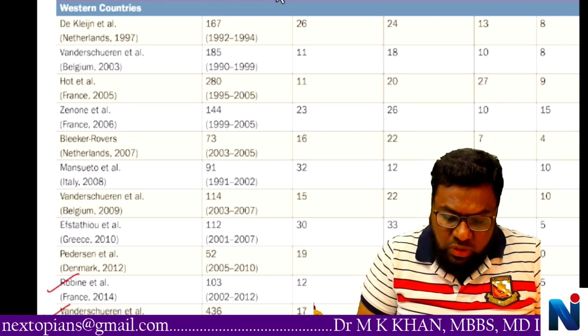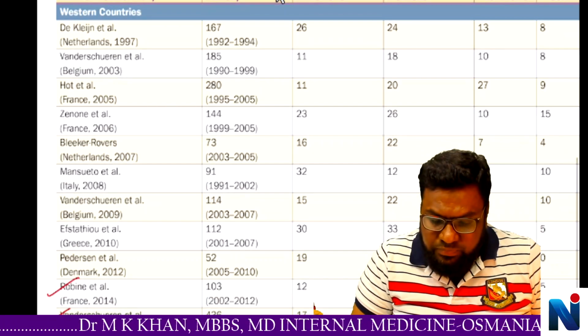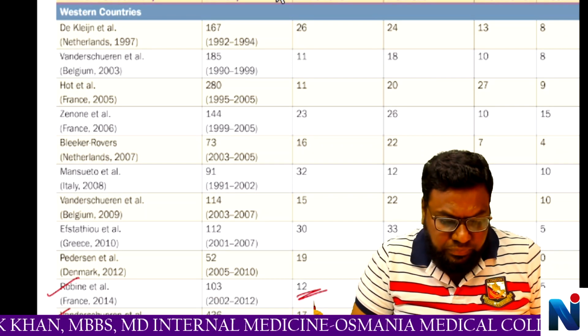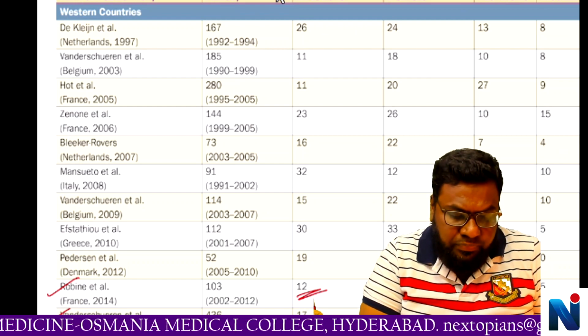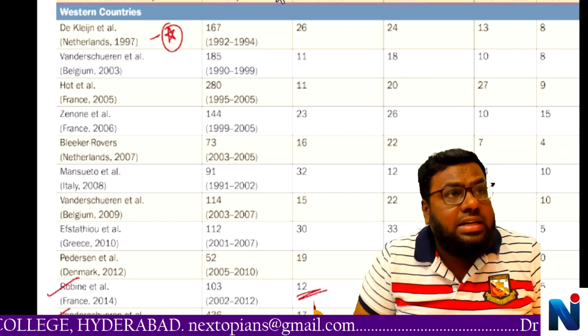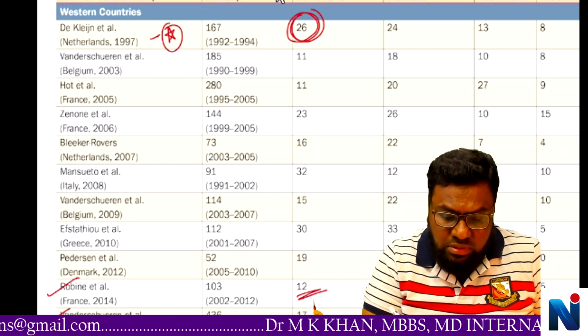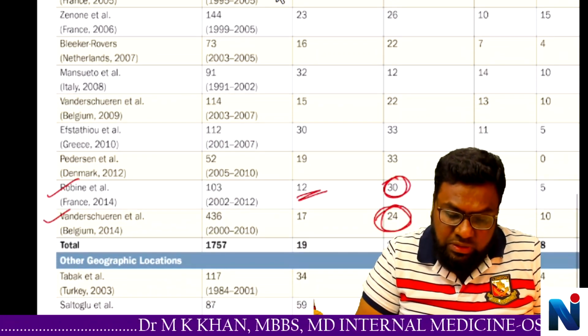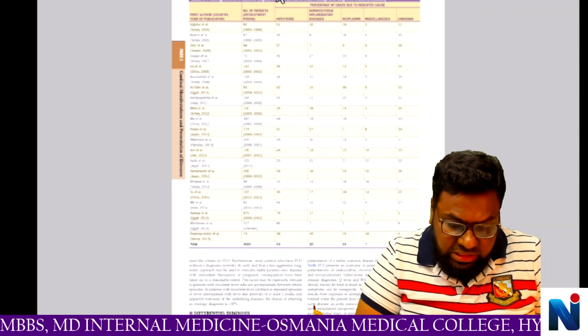Then the second most common also they can ask you, the second most common was the infection, right? If you see the older studies, in older studies infections were common. Now non-infectious conditions are common. So remember this point.